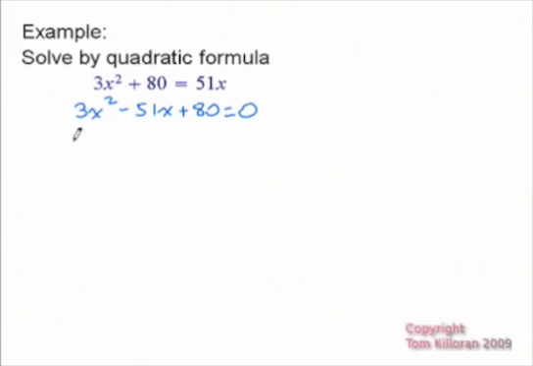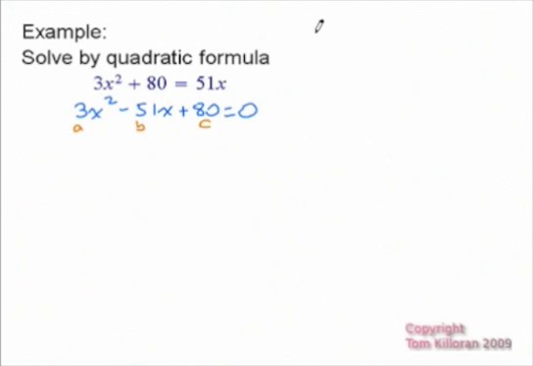Now, just looking at the equation, we should be able to tell for the quadratic formula that the 3 is A, the negative 51 is B, and the positive 80 is C. So let's just label them underneath: this is A, this is B, and this is C. Now remember, these are just the coefficients, not the x squared, definitely not the x.